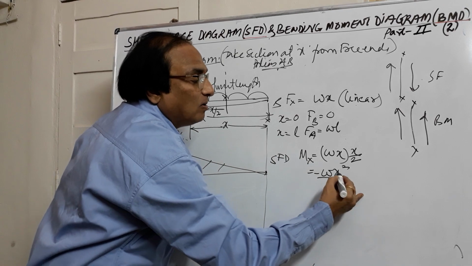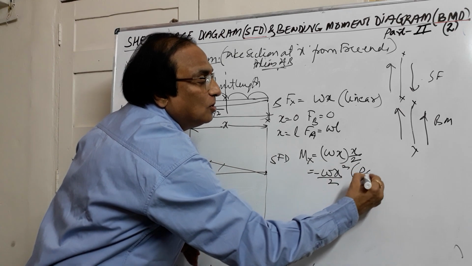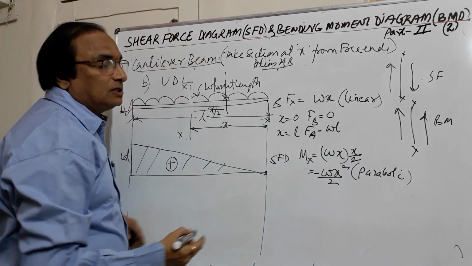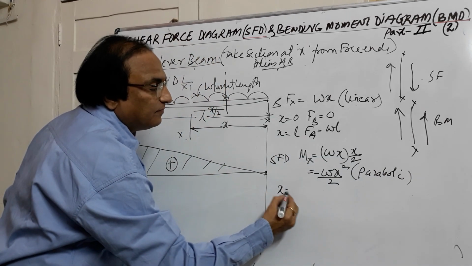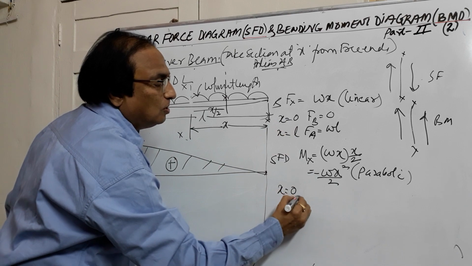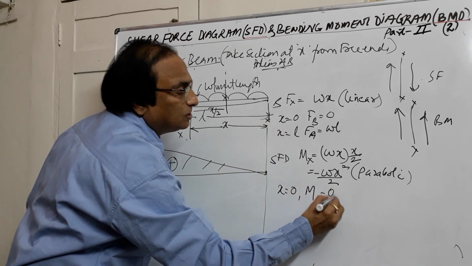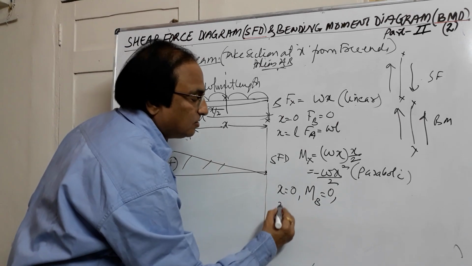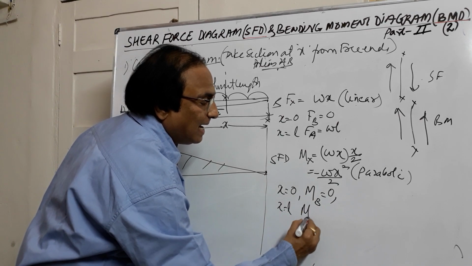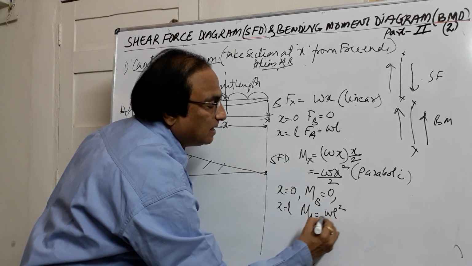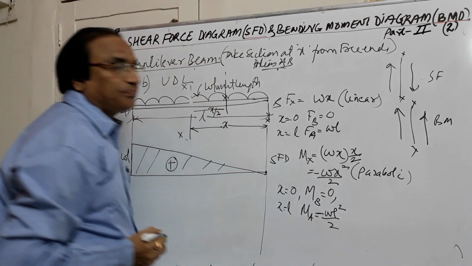And we see X is to the power of 2, so it is a parabolic distribution. Again we will go for the limits of X. X is equal to 0, moment at B will be equal to 0. And when X is equal to L, moment at A will be equal to minus WL square by 2.